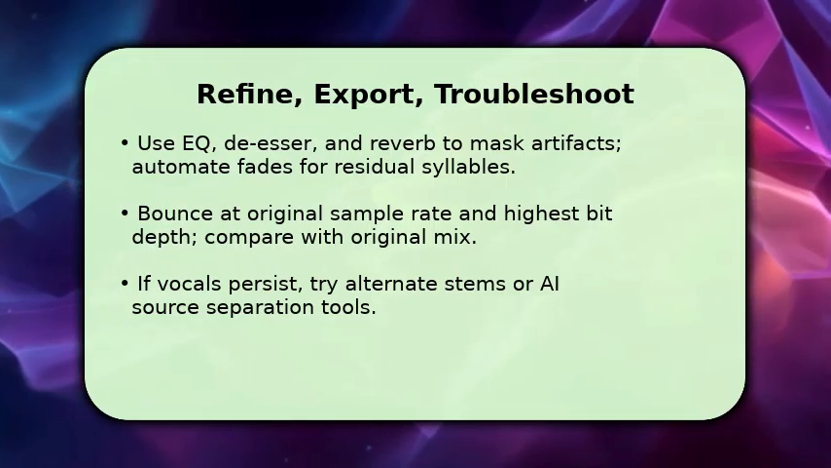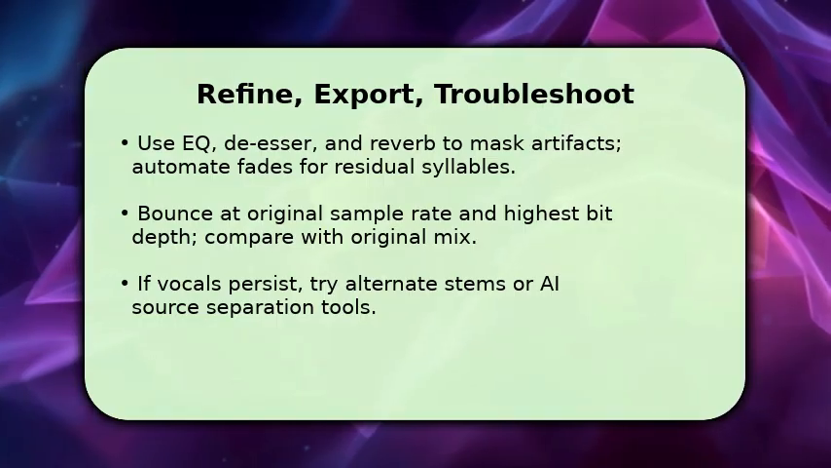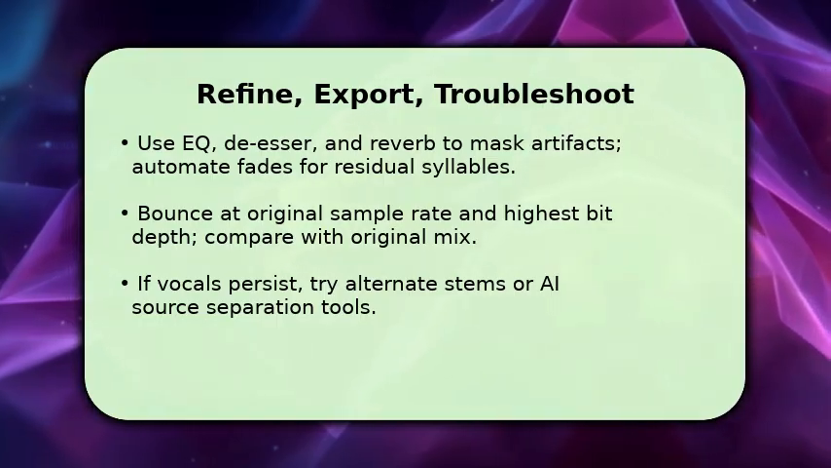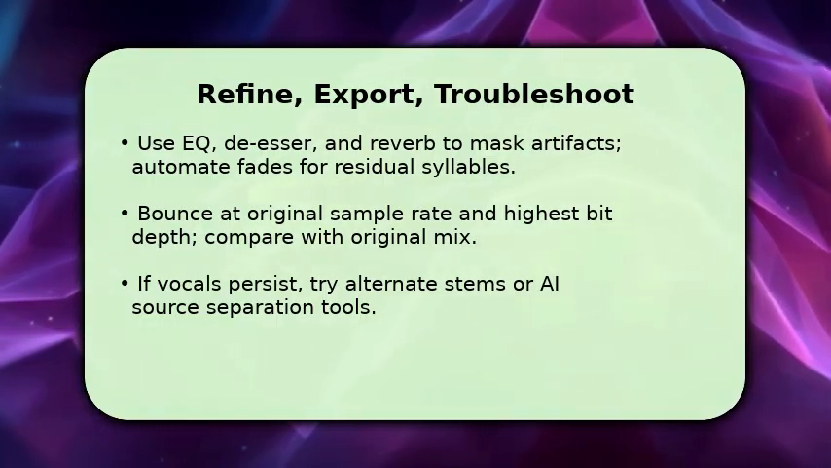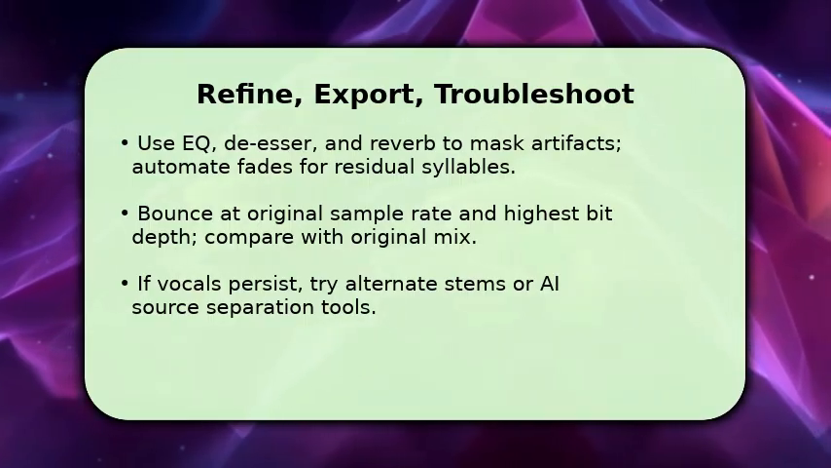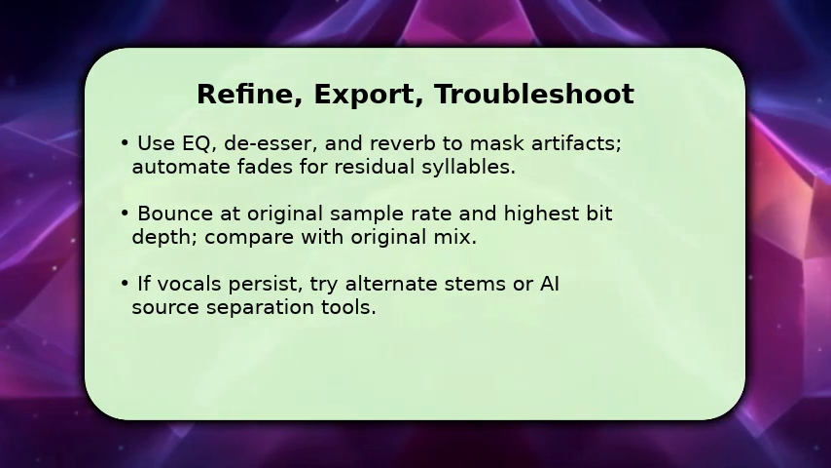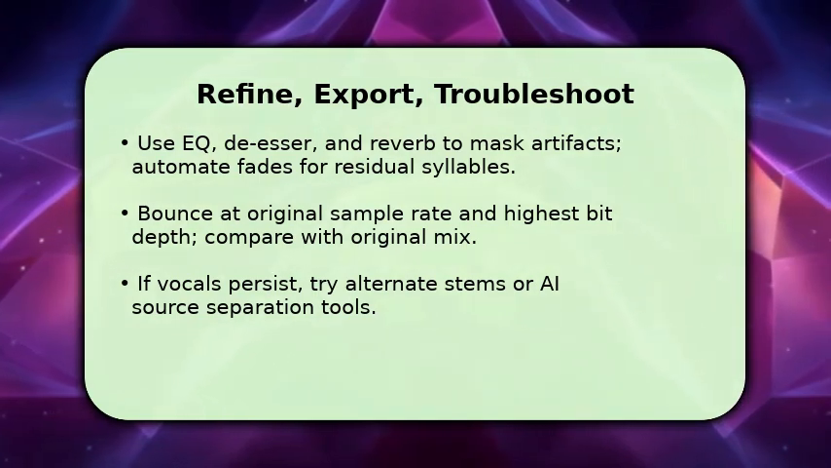Once satisfied, bounce at the original sample rate and bit depth to preserve quality, then compare A/B with the original. If voices persist or are essential, switch to AI separation tools or obtain stems from the source. This is the go-to fix when traditional cancellation introduces unacceptable artifacts.